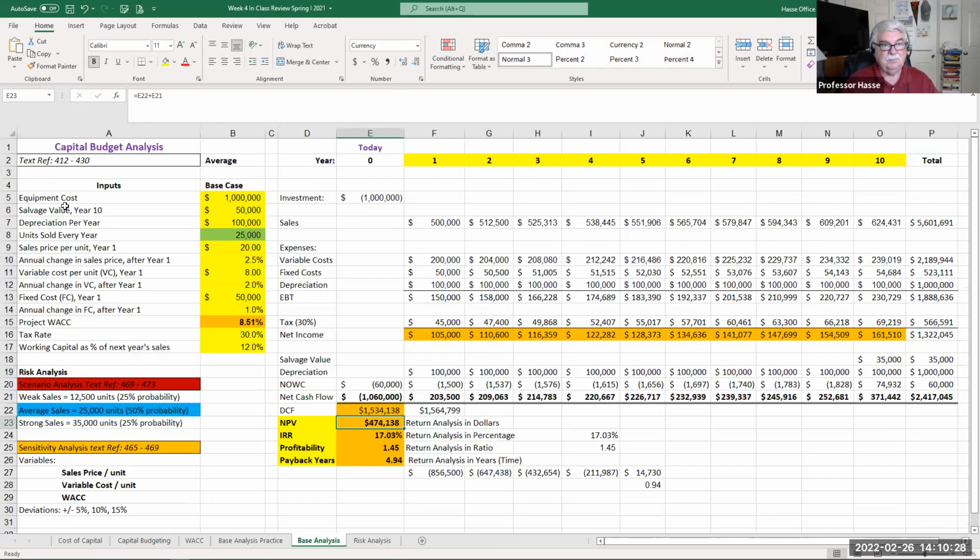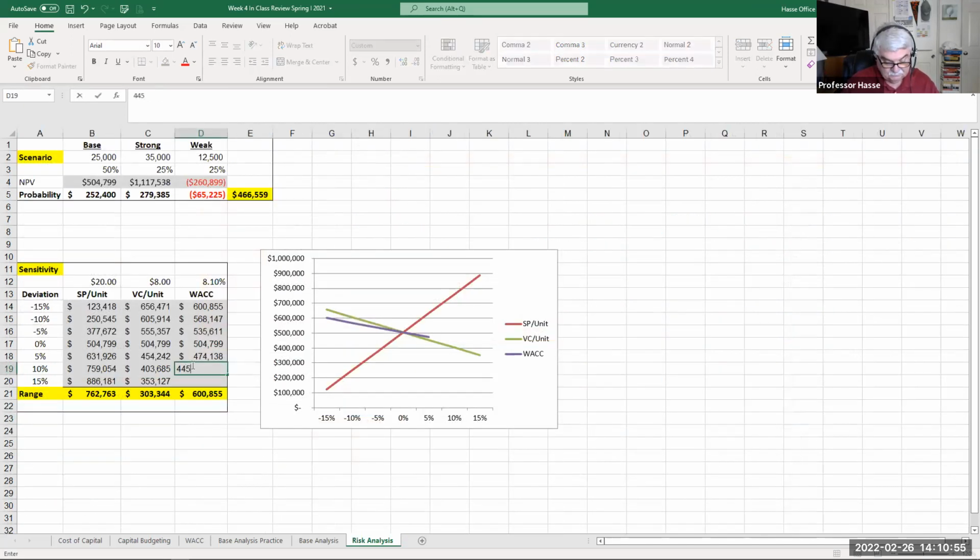A 10% increase in our cost of capital, 1.1 times 8.1, 8.91%. Put that into our discounted cash flow formula, 891, 445,090. I know this is kind of redundant, but it's good to walk through this. Notice our line is nice and straight.